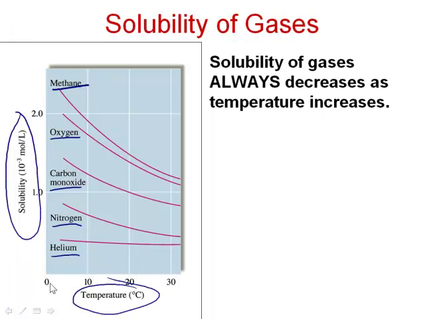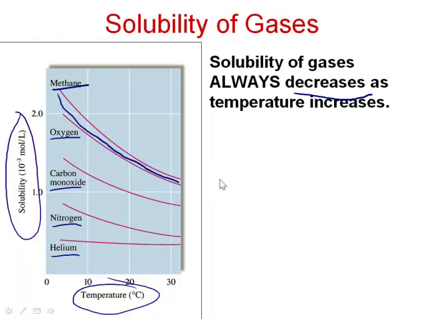As we increase the temperature, guys, we can see that for any gas, this solubility curve has a downward slope, meaning that the solubility always decreases as the temperature increases. A gas always becomes less soluble as the temperature goes up.